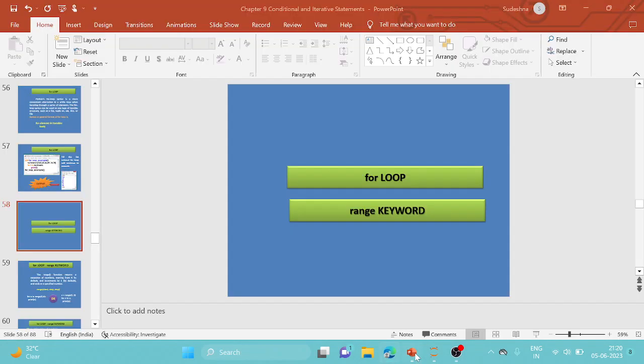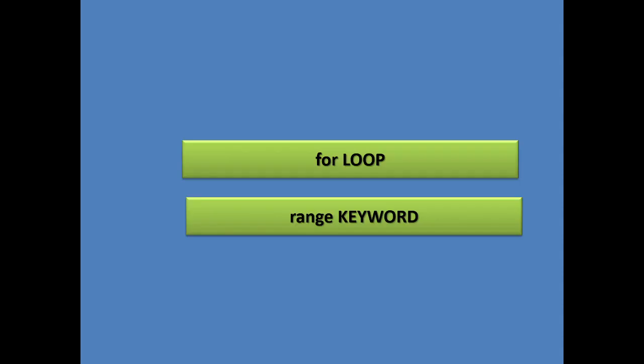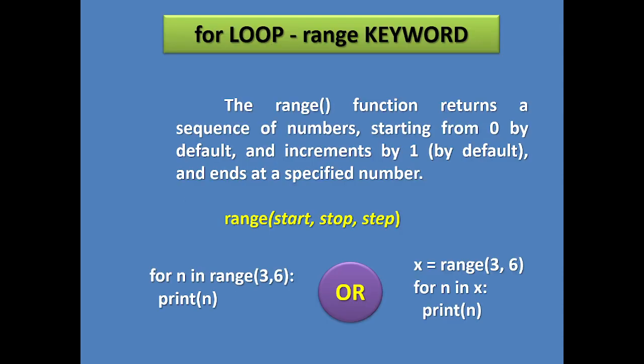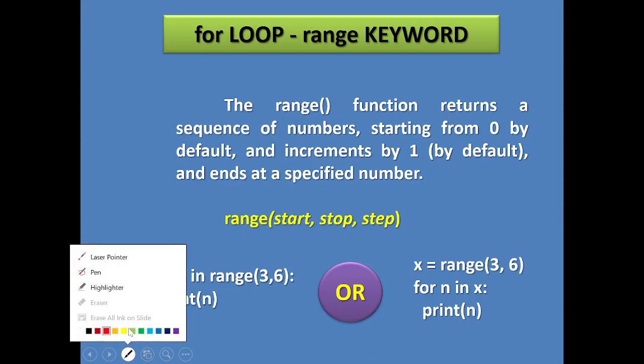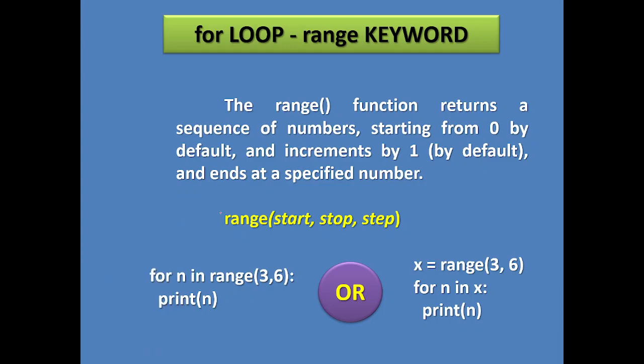So let's see the PPT, this portion. Range keyword or range function. The range function returns a sequence of numbers starting from 0 by default and increments by 1 by default and ends at the specified number. This is the syntax of the range function. You see: range, start, stop and step value. By default the step value is 1.